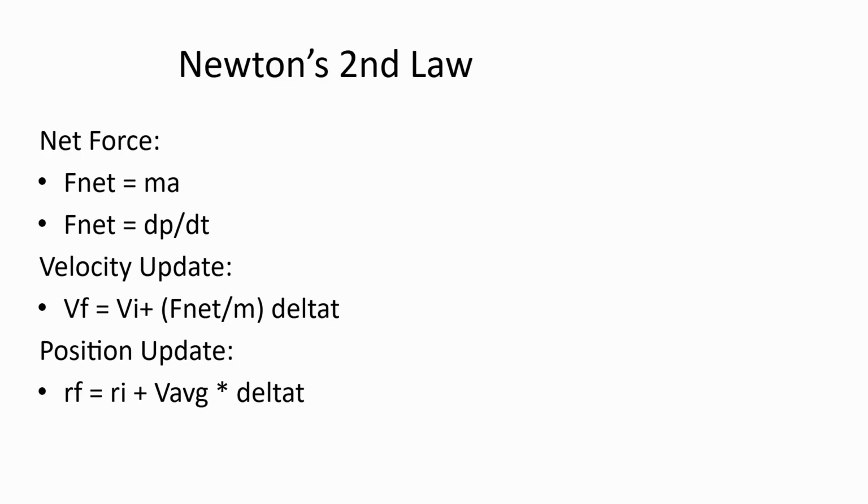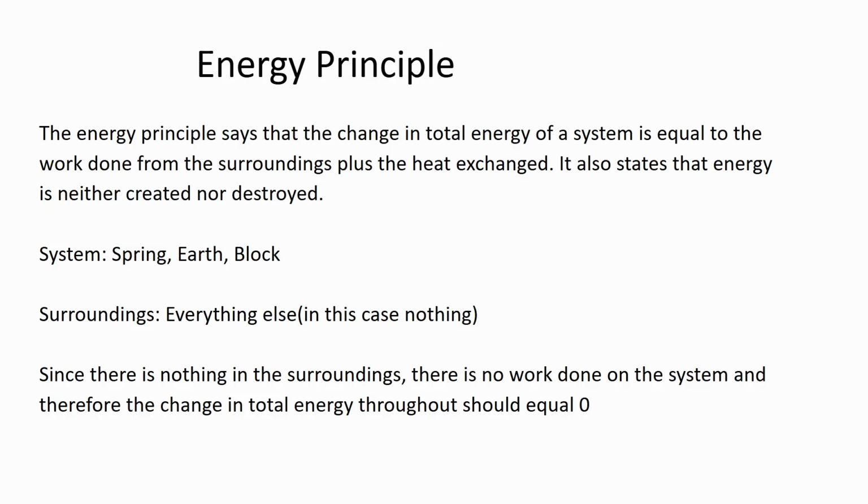The main physical idea used in this lab was Newton's second law. It tells us that net force on an object equals its mass times acceleration, or equivalently, the rate of change of momentum. Using this, we can update velocity and position at each time step to simulate the motion of mass using GlowScript. The energy principle states that the change in total energy in a system equals the work done by the surroundings plus any heat transferred.